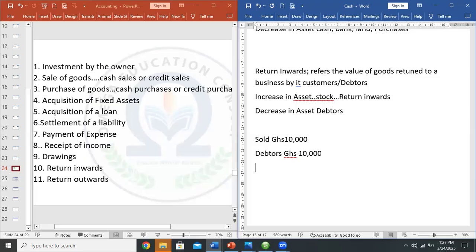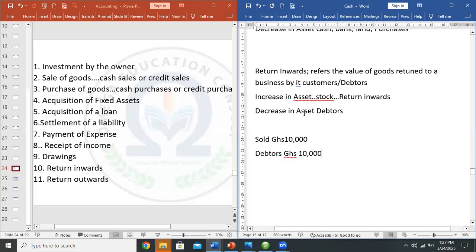So dear professors, you see that when the pens come back, they'll come and add to our stock. That's why we have increase in asset stock for those returned ones. But again, they will not continue to owe us 10,000 because they have returned 2,000. So those that have returned should be cancelled out, right? So anytime there's return inwards there's decrease in the asset debtors. In terms of debit and credit, I think you can apply the principle. Increase in asset stock, but we open return inwards account. Professors, we are going to debit that account because when an asset increases, we make a debit entry. Decrease in asset debtors, if asset decreases, you credit. So it means you are going to credit your debtors.